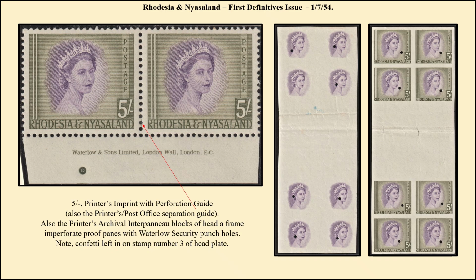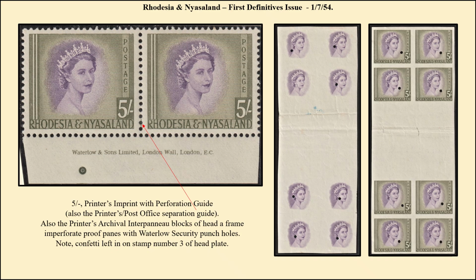Rhodesia and Nyasaland 5 shilling from the first Elizabethan definitive issue for those countries. I show the printer's imprint with the perforation guide and the guide which was requested by the post office to separate sheets for distribution where the receiving post office was too small to receive a whole sheet of stamps. They were separated along these lines for that distribution.